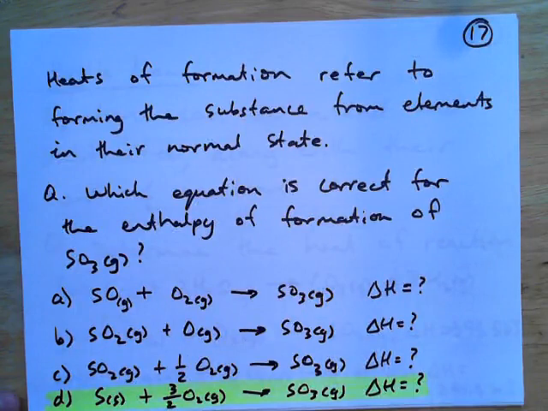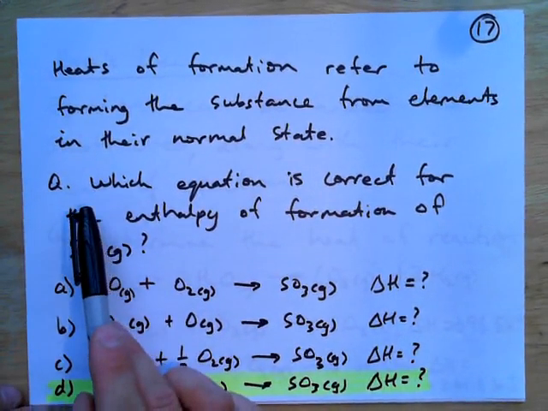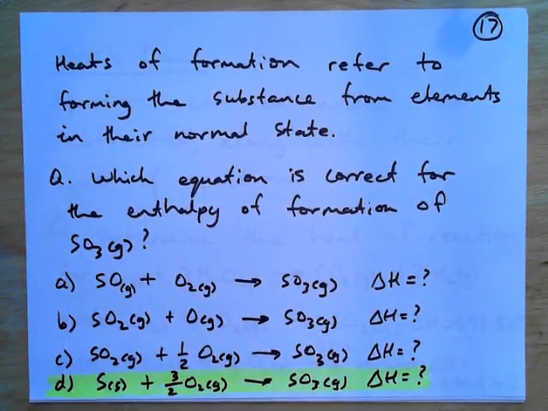So heat of formation refers to forming a substance from elements in their normal state, as I've said. Which equation is correct for the enthalpy of formation of SO3 gas? If you want to look at the enthalpy of formation of SO3 gas, we've got to remember that we're dealing from the elemental states.